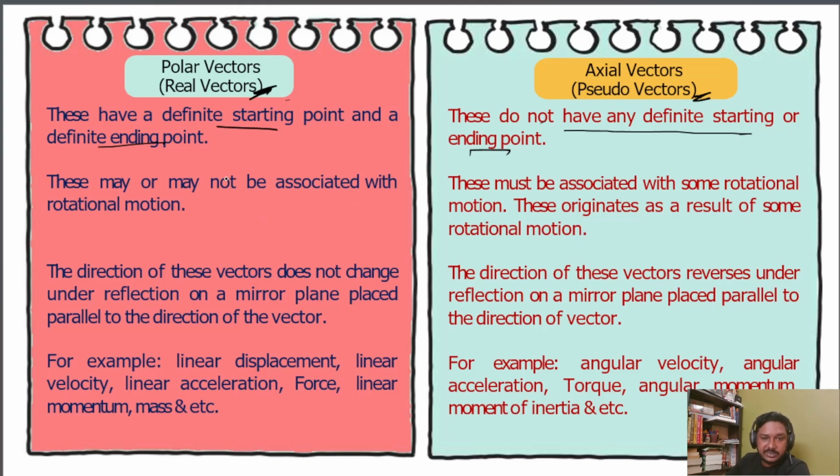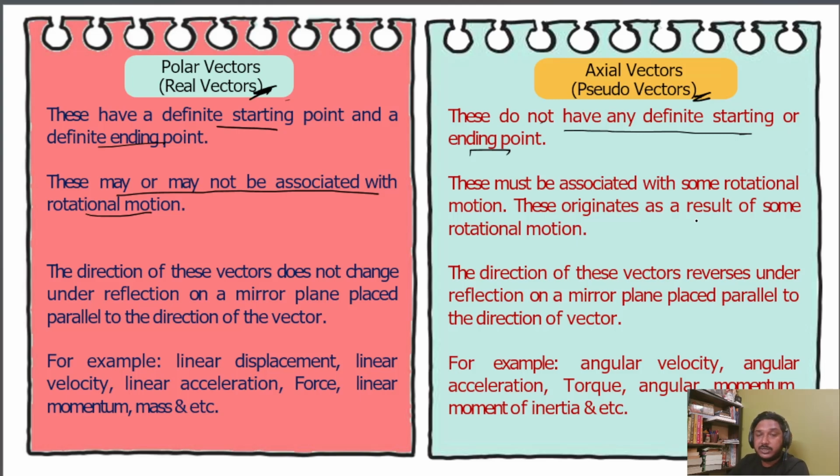Now polar vectors are the ones which may or may not be associated with a rotational motion. A polar vector may be present in a linear motion, in a vibrational motion, in a rotational motion. So polar vectors are practically present in all types of motion.